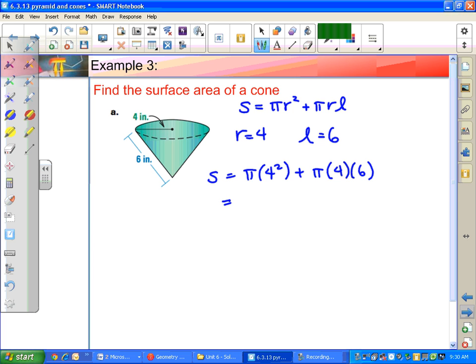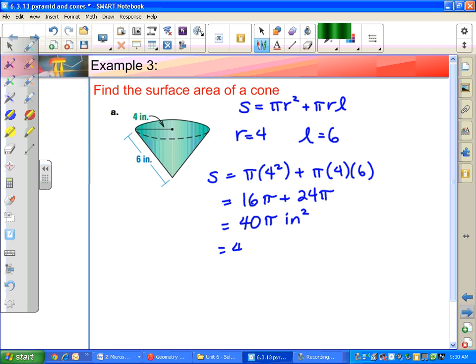So now we simplify. 4 squared is 16, so we have 16 pi, plus 4 times 6 is 24, so we have 24 pi. 16 plus 24 is 40, so we can say that the surface area of this cone is 40 pi square inches. Now that is the surface area given in exact form. If I wanted to, I could come up with a decimal approximation for that surface area by plugging in 3.14 for the value of pi.